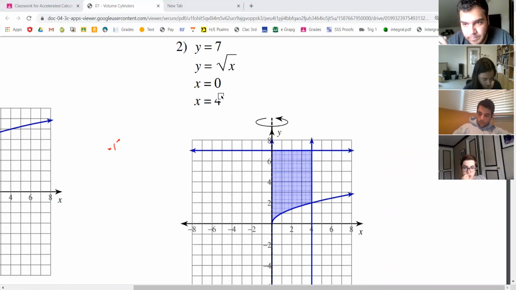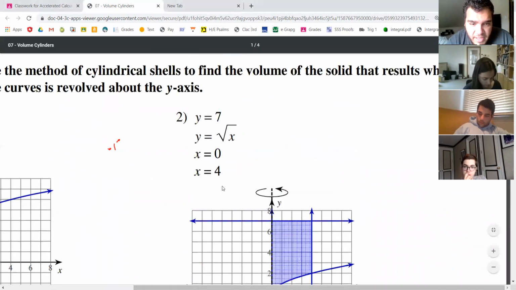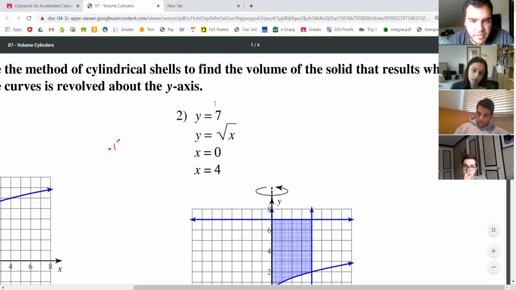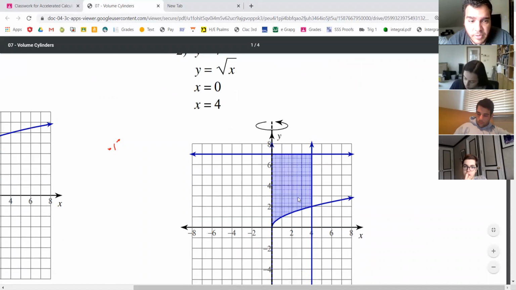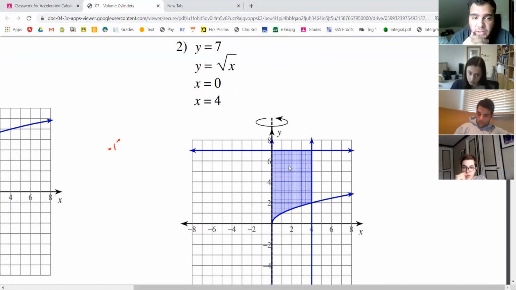Okay, all right, let's go to number 2. In number 2, they give us x is 0 and x is 4, simply because they want us to stop at 0 and 4. Technically, do these intercept? They intercept eventually, at 49, but they don't want us to go all the way to 49. They just want to go to 0 and 4. So we have to find the volume that is rotated around the y-axis. So we're going to use the shell method again.